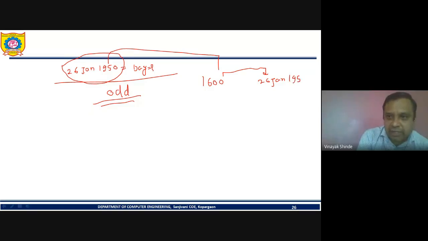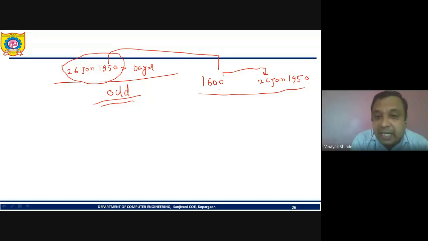26 Jan 1950. Till this date, you need to find out the odd days. Now see, why have I considered 1600? 1600 is the century year where you get 0 odd days. Now, if I go for 26 Jan 2004, the nearest century year will be 2000.